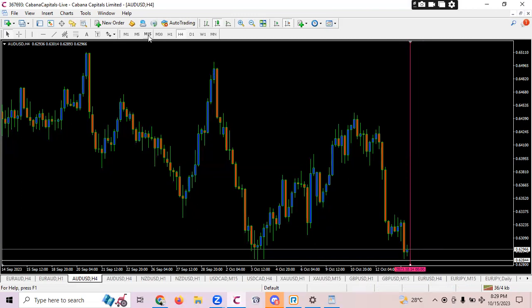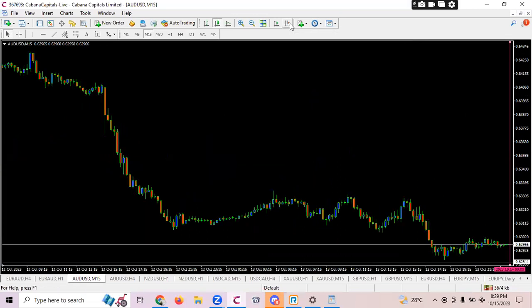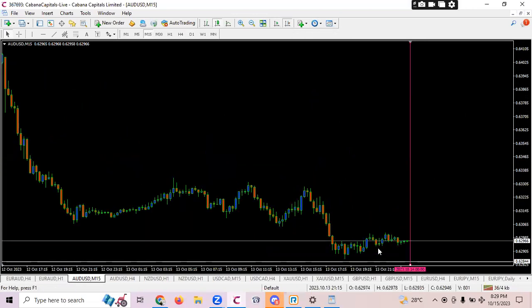Let's go to 15 minutes. If there's no fair value gap, I can't jump in and buy. I can't buy Australian dollar USD until it creates a fair value gap. That is when I'll consider buying. I can't buy with what I'm seeing on Australian dollar USD. Price has been in a range from this point to this point. Price is ranging, so I wouldn't jump in and start buying. I want to see a fair value gap on 15 minutes before I consider buying.